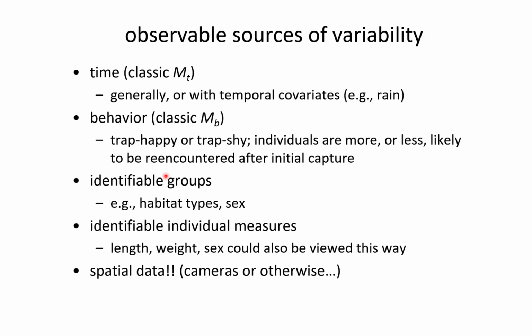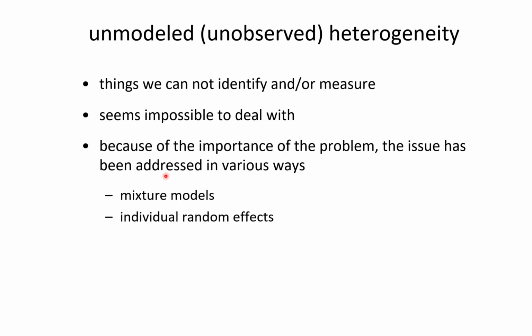Habitat types, sex types, length, weight, sex, all of those things could be used as observable sources of variation and therefore lend themselves to use as individual covariates, environmental or otherwise. If you have unmodeled heterogeneity, you might say, well, what are you going to do? It seems like it should be impossible, right? How could you model heterogeneity when you can't actually see the sources of the heterogeneity?